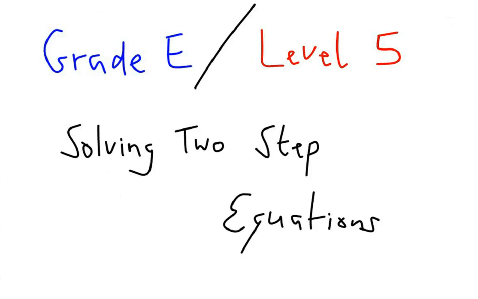I am going to talk you through how to solve two-step equations. Now at GCSE that is grade E, or at Key Stage 3 that is level 5. I'm going to show you two ways of solving the same example here. I will do another video after that that explains some grade E or level 5 work, but at a slightly higher level. But for the time being, let's crack on with the first example.